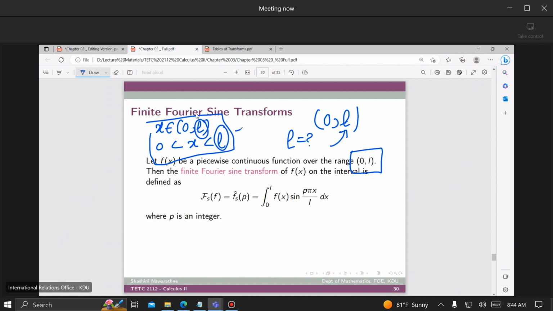So the first thing that you need to do is identify L. Once you have identified this value of L, then you can use this formula to obtain the finite Fourier sine transform. So here also you need to substitute the given function f of x here and the value of L here and here. With that you can obtain the answer.